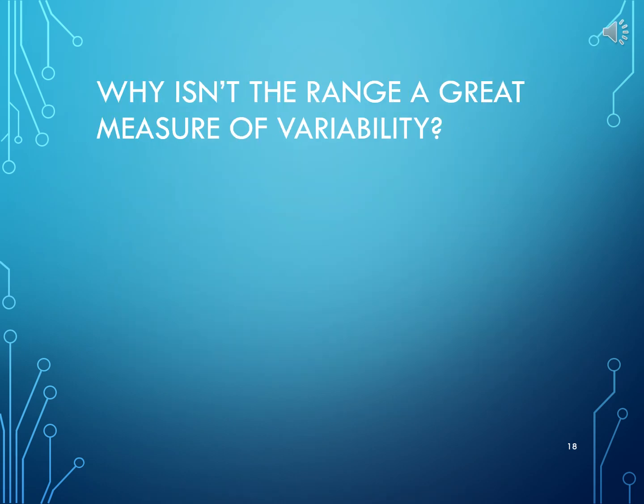Here's a question for you. Why isn't the range a great measure of variability? The short answer is that if you have outliers in your distribution, you're going to get a very biased view of variability for your sample. If you look at the minimum score and the maximum score in a distribution, those will give you at least an idea of the highest amount of spread. But if one or both of those numbers is an outlier, then it's not going to represent the overall data very well.